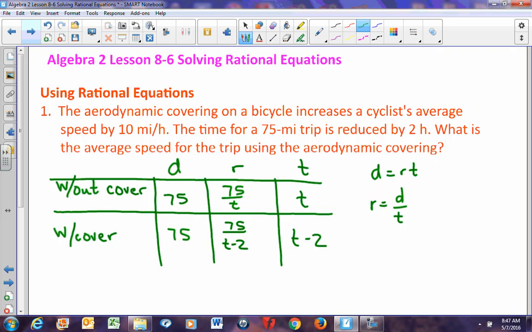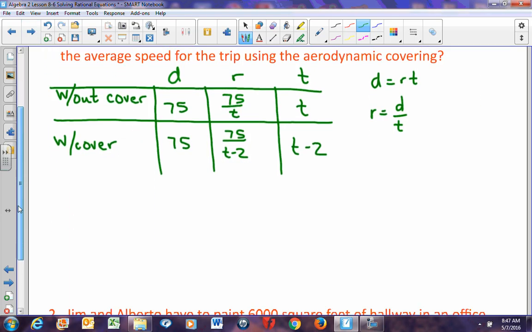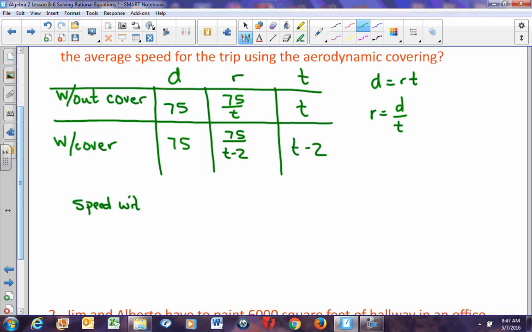Okay. So now let's relate this. The speed with the cover is equal to the speed without the cover plus 10, right? Because that's where the 10 miles an hour comes in. Because it increases, because we're talking about speed. So the speed with the cover is 10 miles an hour faster than the speed without the cover.